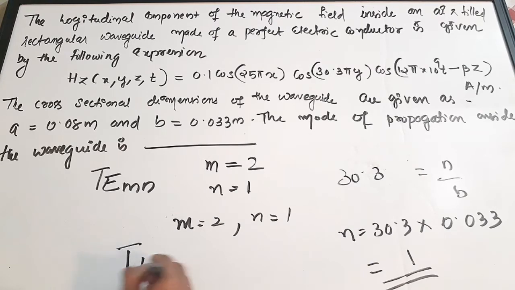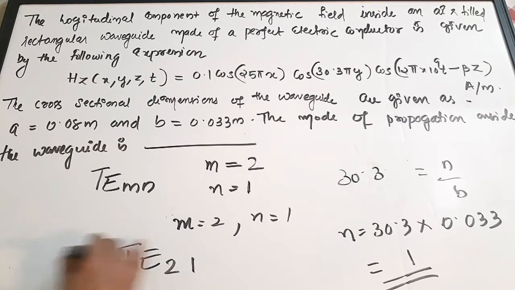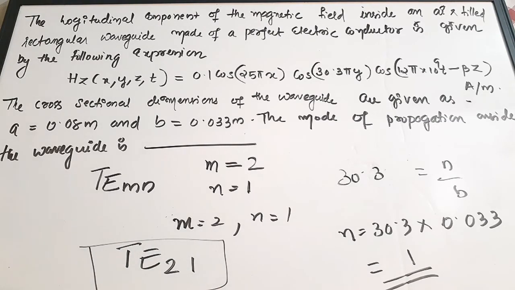So, it is TE21. The mode is TE21. That is, transverse electric field mode 21 is the mode of propagation of this wave. Okay, so if this is the longitudinal component of magnetic field, then the mode is TE21.